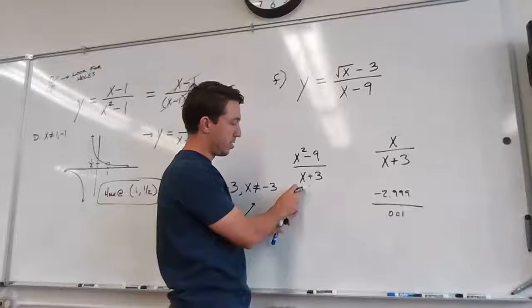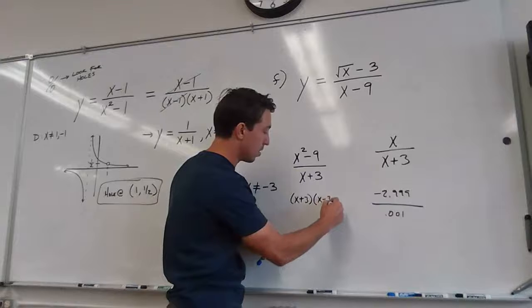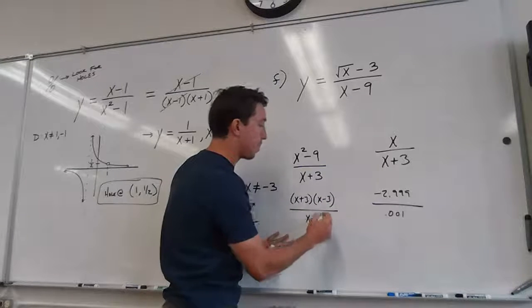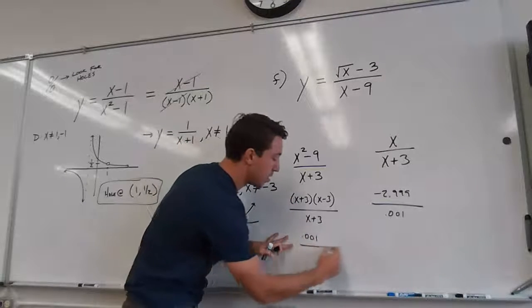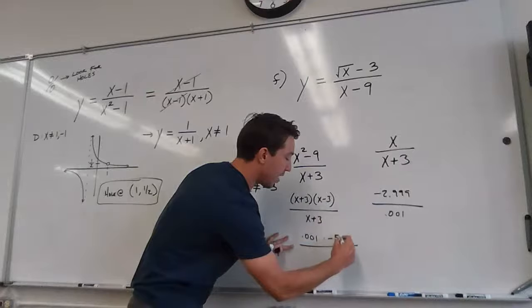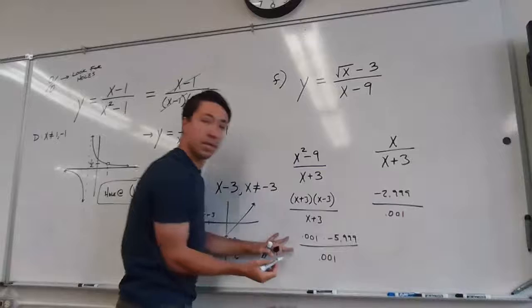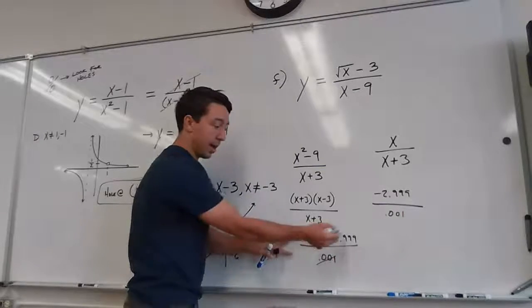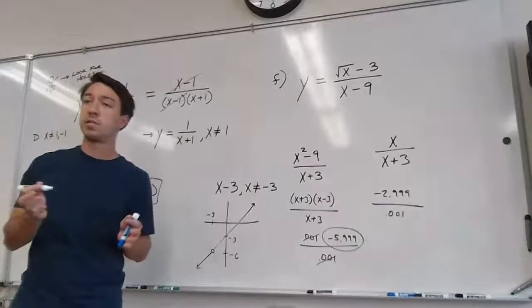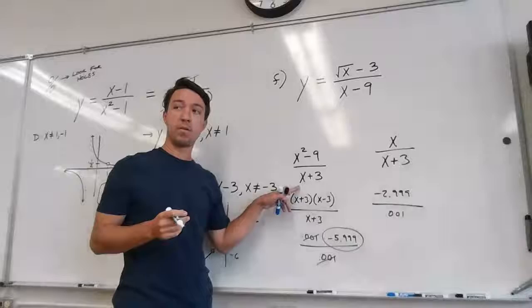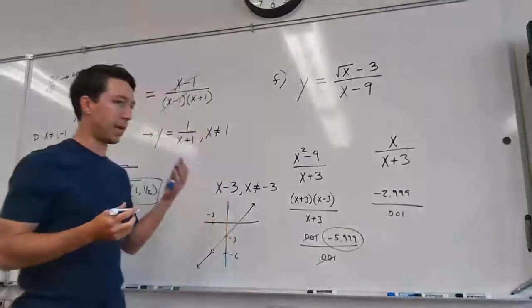If I plug in, let me factor the top. If I plug in -2.999 in here, this would be 0.001. This would be -5.999, and this would be 0.001 again. Notice those cancel out, and I get a y value awfully close to -6. So long story short, if the number that makes the bottom 0 also makes the top 0, then you're probably looking at a hole.